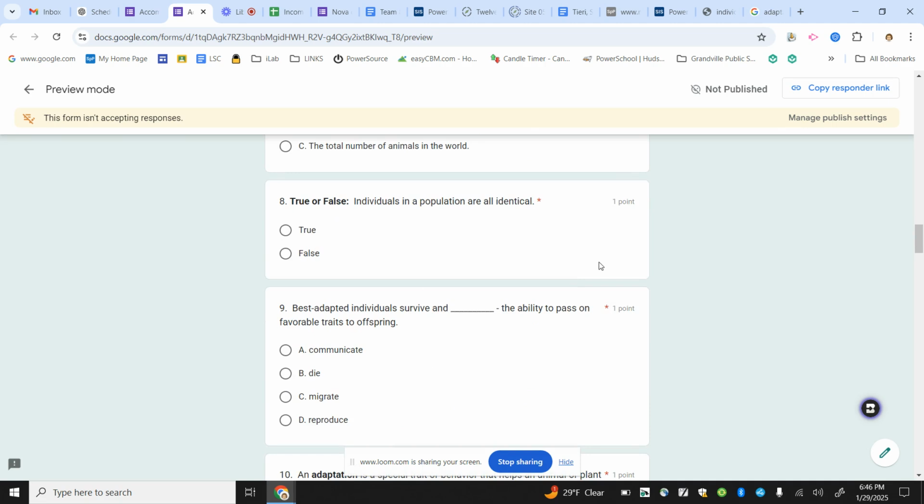Number 8. True or false? Individuals in a population are all identical. True, false.